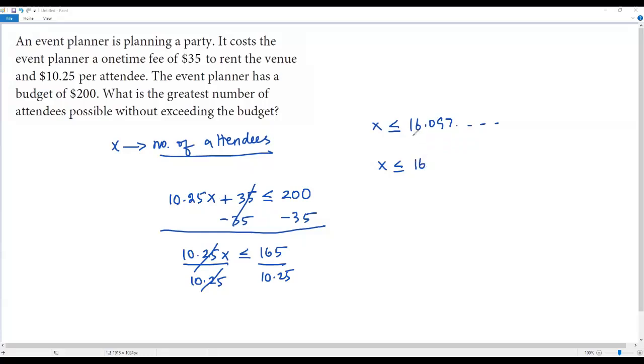So definitely we cannot exceed this value. That means we cannot go to 17, because the maximum value of X itself is 16.097 something. Since X is the number of attendees and has to be a whole number, it has to be rounded down to 16. So the maximum value of X is 16. That means the greatest number of attendees at the event is 16, so that the budget of $200 will not be exceeded. So the answer for this question is 16.